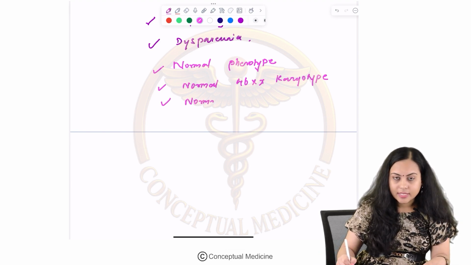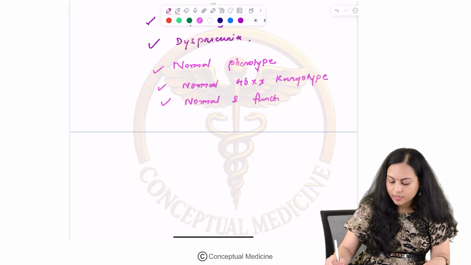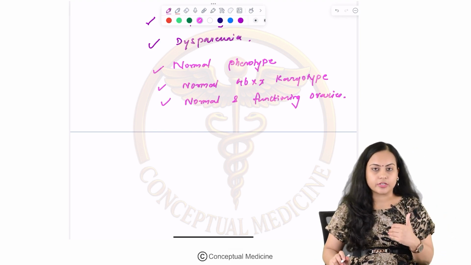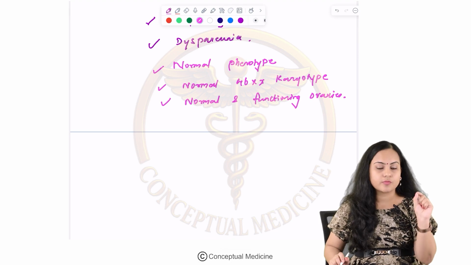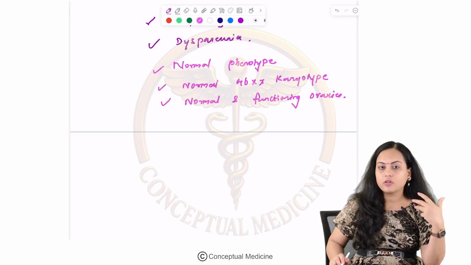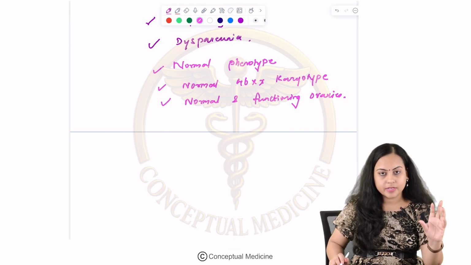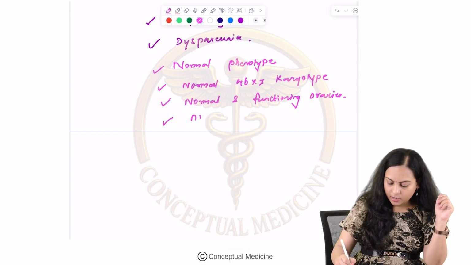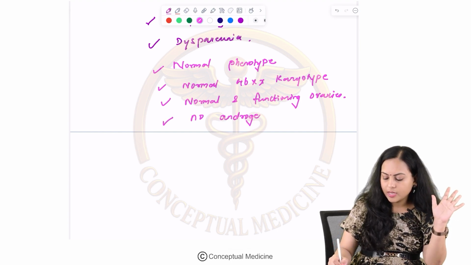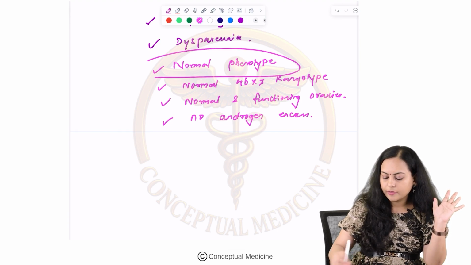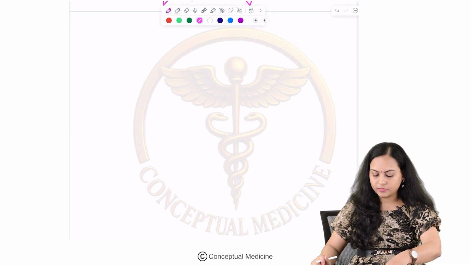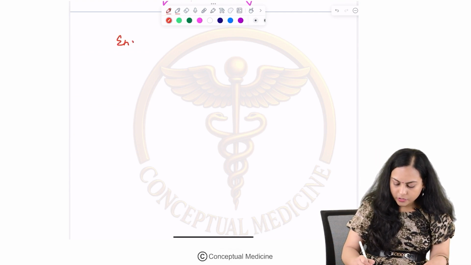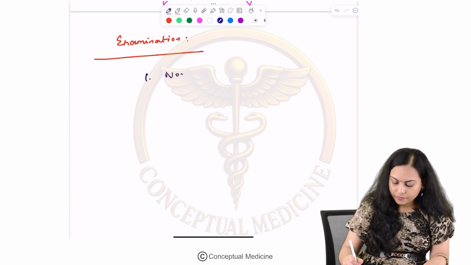The ovaries are present, normal and functioning ovaries, because the ovaries are derived from the genital ridge. Okay, MRKH syndrome is mostly associated with Müllerian anomalies. So the ovaries are going to be normally present, normally developed and normally functional. Okay, and there is no androgen excess also. So that's why the phenotype is going to be normal as well.